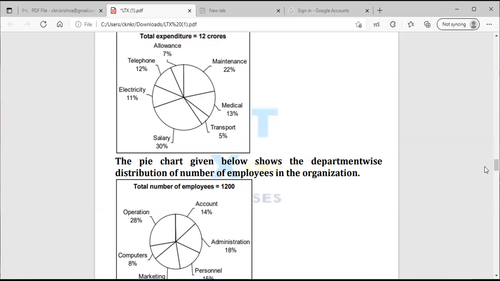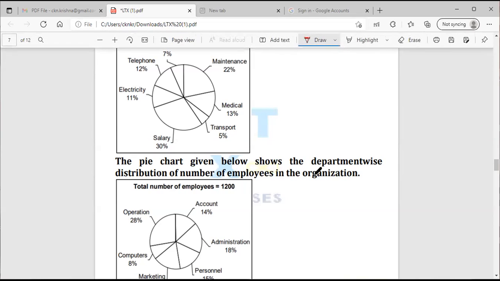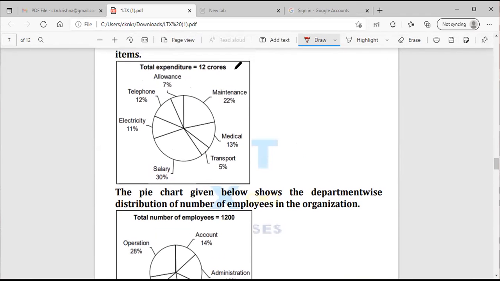ఏమి ఇచ్చారు చూద్దాం చూడండి. The pie chart given below shows the department of so and so. ఈ క్వశ్చన్లో టోటల్ ఎక్స్పెండిచర్ 12 crores అని ఇచ్చిండు. You all know 1 crore in the sense 100 lakhs, so I can call it as 1200 lakhs. నేను చెప్పంగానే చాలా మంది అడుగుతారు. Percentage comparison is very simple with 100.